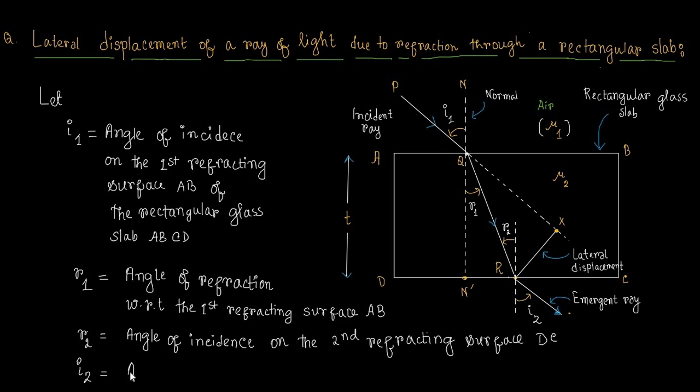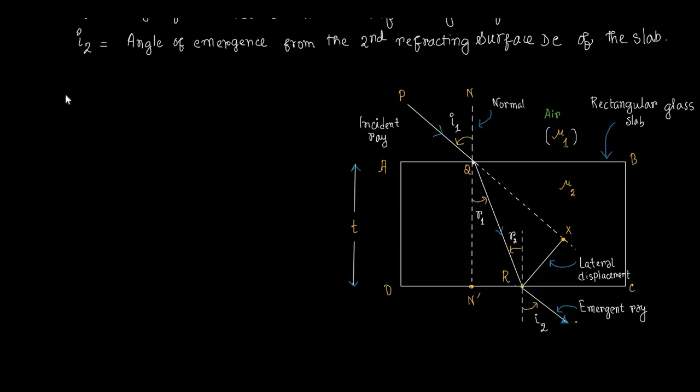Now, I2 is what? I2 is the angle of emergence from the second refracting surface DC of the rectangular glass slab ABCD. I1 is the angle of incidence, R1 is the angle of refraction, and R2 is the angle of incidence on the second refracting surface.